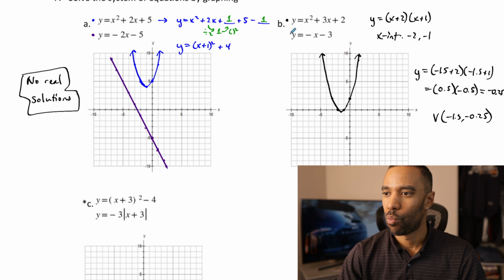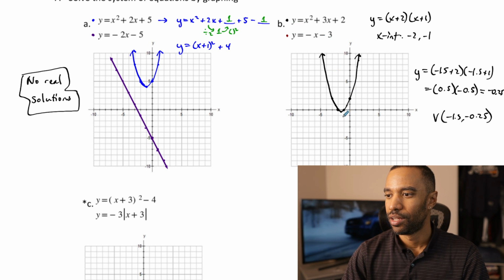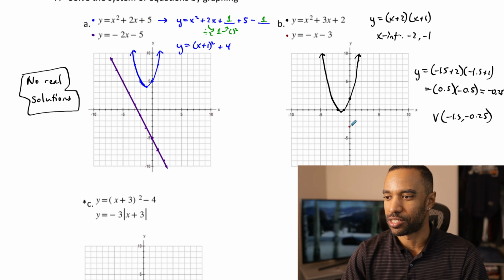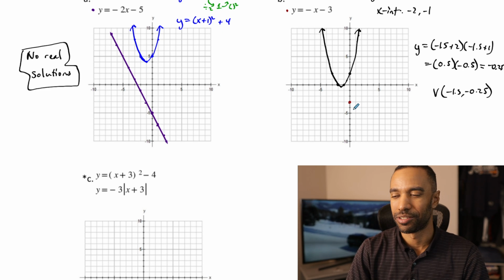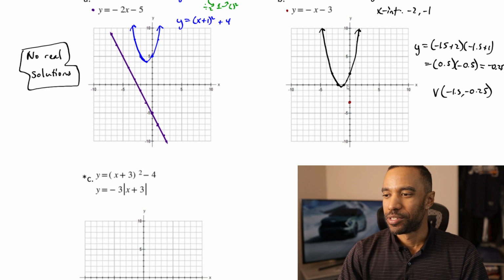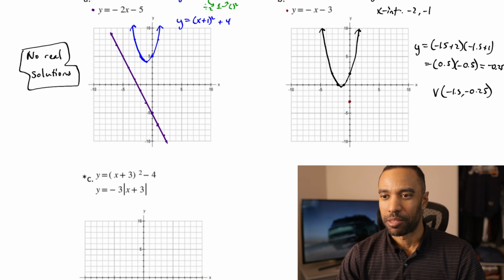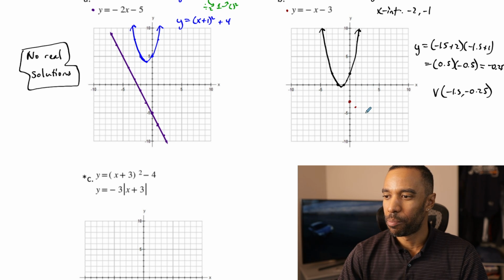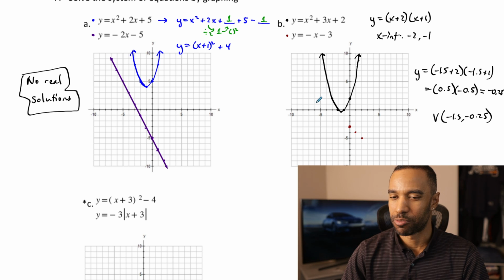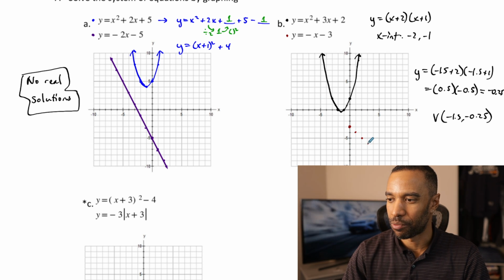The bottom one, y equals negative x minus 3. These might not intersect again. I want to find ones that intersect, but I didn't make the problem, so we'll deal with what we have. So the slope is negative 1. This is negative x minus 3. The slope is negative 1, like so. Down 1, right 1.